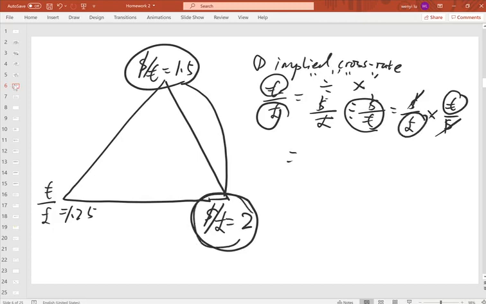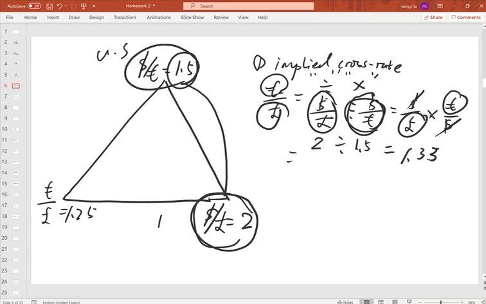So let's finish these calculations. This one is a 2. Then 2 divided by this one, 1.5. So 2 divided by 1.5 equals 1.33, sorry, 1.33. So that's the implied cross rate using our two US quotes.